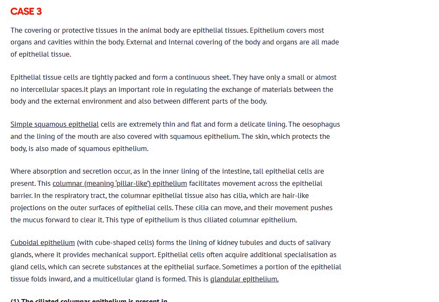Now what do you mean by columnar epithelium? Columnar means column. The word itself suggests it looks like a column. Pillar-like epithelium tissue is known as columnar tissue. It facilitates movement across the epithelial barrier.